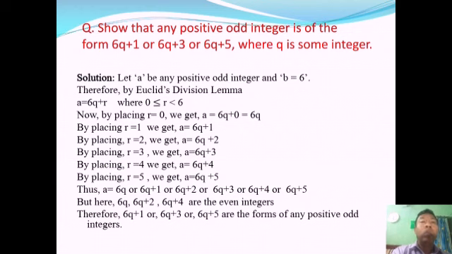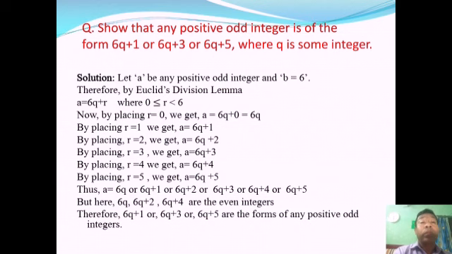Let us try to solve more examples using Euclid division lemma. Let's take the first question: show that any positive odd integer is of the form 6q plus 1 or 6q plus 3 or 6q plus 5, where q is some integer. Here what we're going to do is show that every positive odd integer is of the form 6q plus 1 or 6q plus 3 or 6q plus 5.